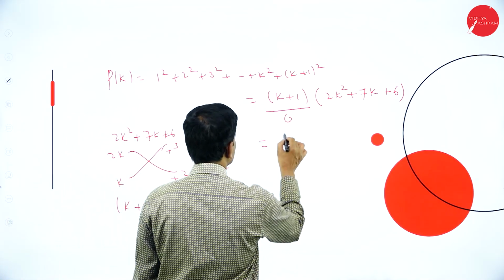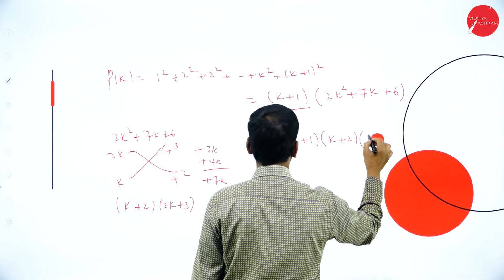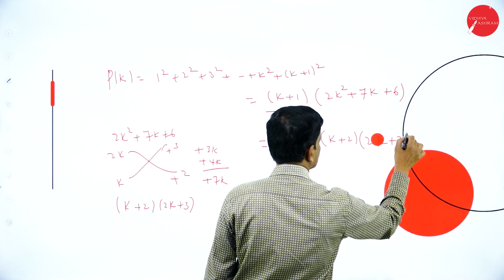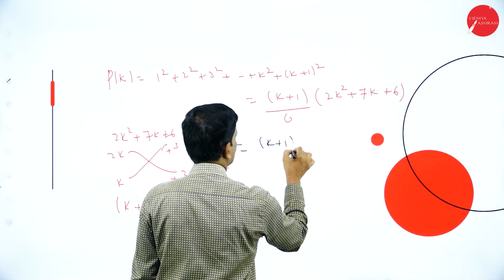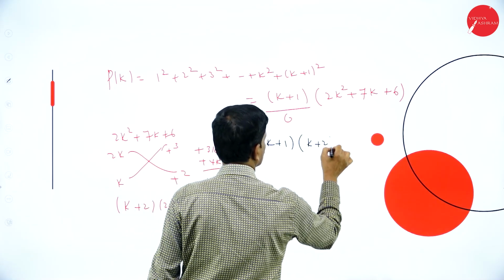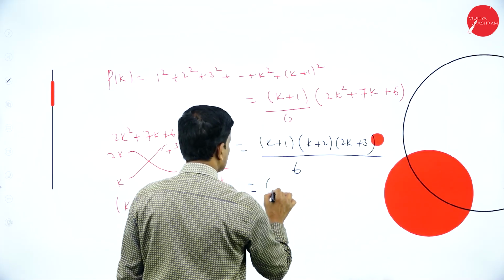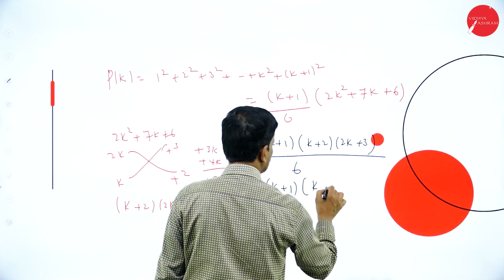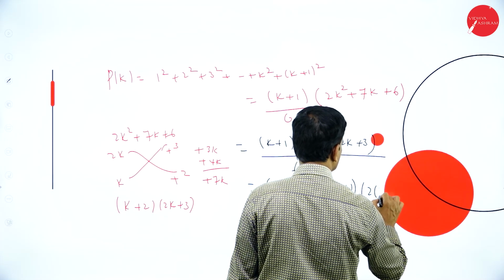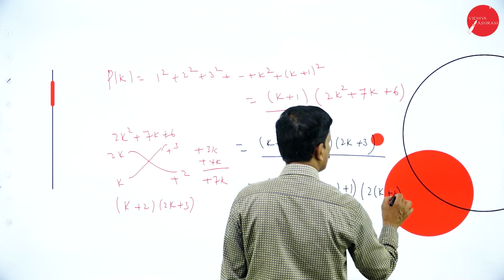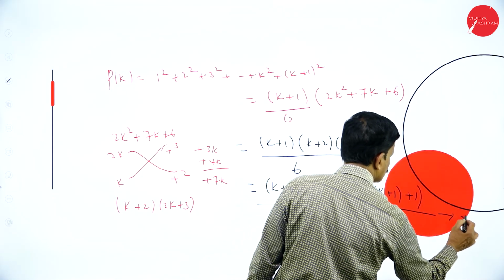So therefore this can be written as k plus 1 into k plus 2 into 2k plus 3, divided by 6. Now this can be written as k plus 1 into, what are the factors we got? K plus 2 into 2k plus 3 divided by 6. So this can be written as k plus 1 into k plus 1 plus 1 into 2 into k plus 1, that is 2k plus 2 plus 1, so divided by 6, equation number 2, right?